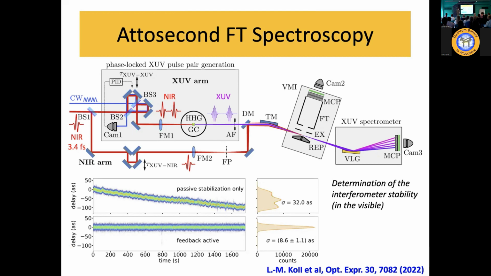Therefore, we also have an active stabilization. We have a CW laser co-propagating along the same path, and we use the CW laser to create an interference pattern and lock on that interference pattern. The moment that we do that, the time delay really stays locked in place, with only a very small jitter. In this situation, we can essentially go as long as we want. We run experiments for more than 24 hours.